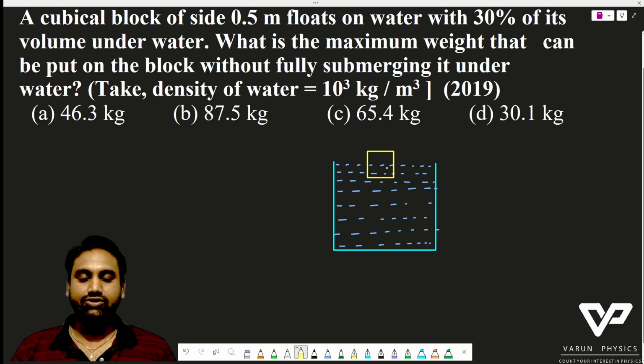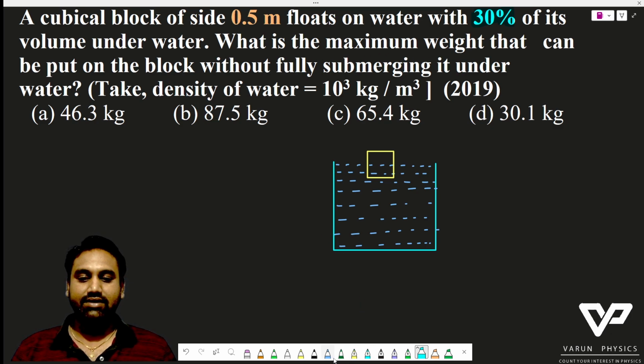Okay, so the question is very simple. First thing he is telling: a cubical block of side 0.5 meters. It is having a length of 0.5 meters. It floats on water with 30% of its volume under the water. So 30% of its volume is under the water. What is the maximum weight that can be put on the block without fully submerging it under the water?